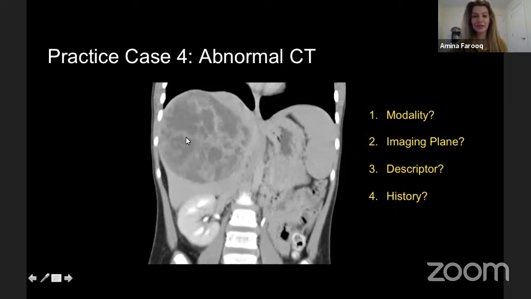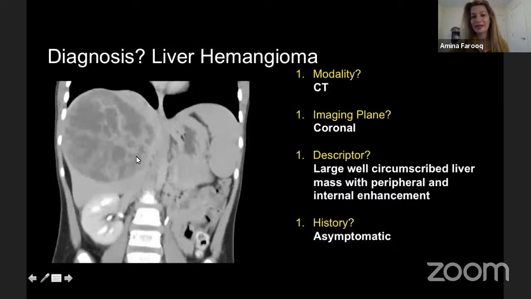And these are enhancing, and we know that there's contrast on board because you see some contrast within the collecting system of the kidneys. So this was a young patient. Yes, the liver is slightly enlarged, great catch. But this patient was asymptomatic. And so this is a little bit of a tricky case.